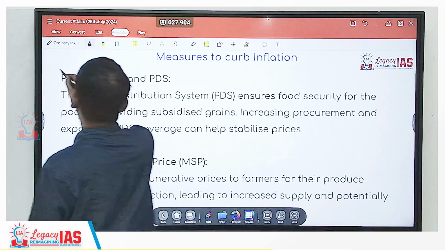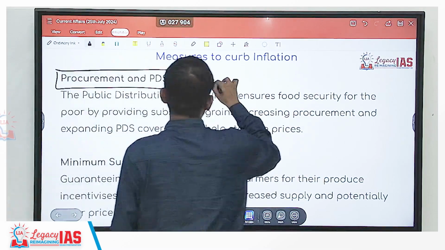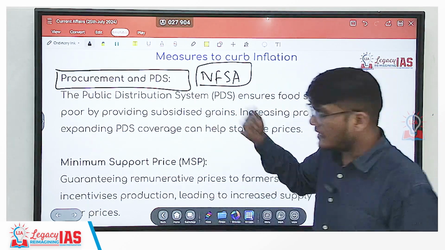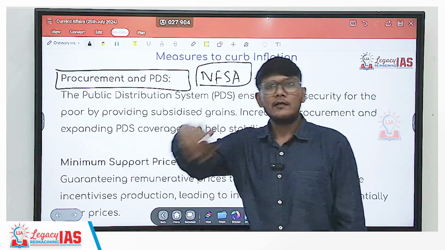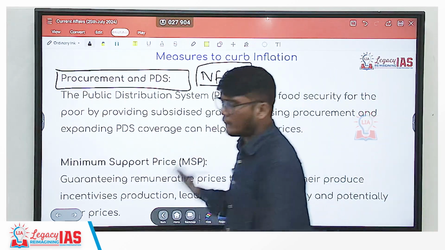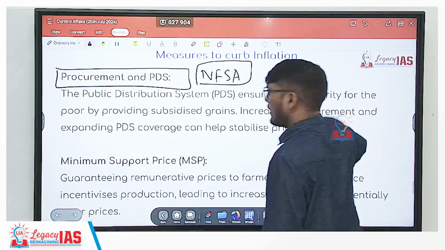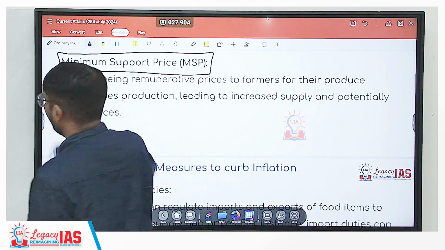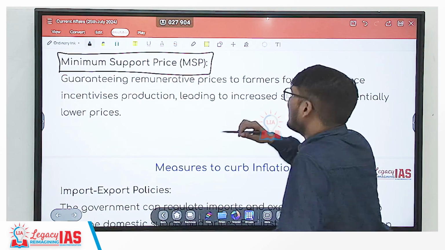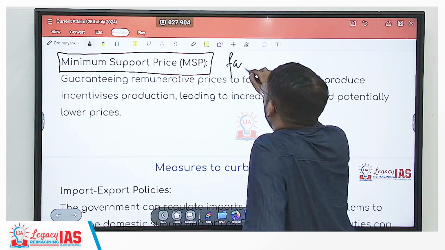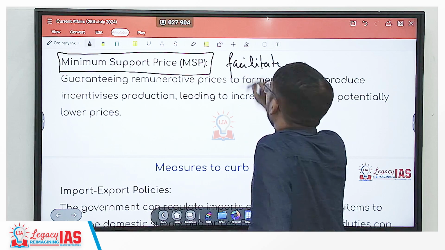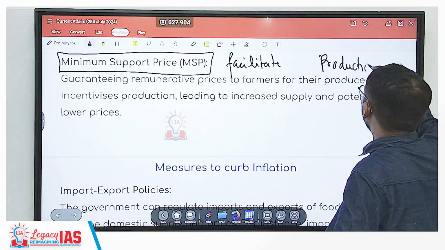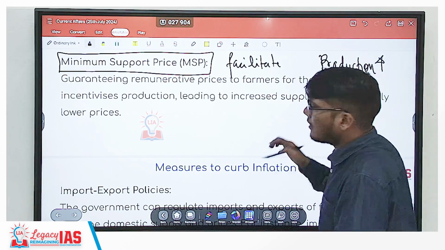Further, of course, procurement and PDS are also there, basically talking about the National Food Security Act, where no matter the price in the market, you will get it cheap over here, depending upon what kind of ration card you hold. So this is another thing. Plus minimum support price. Now, giving a minimum support price can increase the price, but at the same time, it can facilitate farmers to grow certain things more, which will increase the production. And when production is high, inflation or the prices will come down.